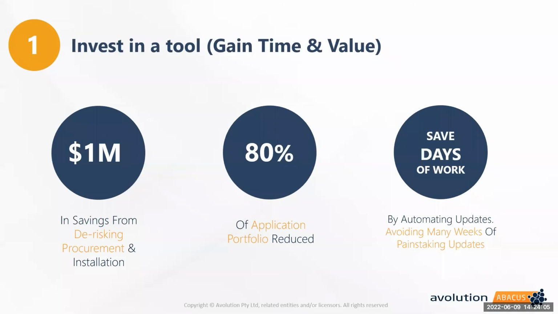And as we've already mentioned, the first point for this is really invest in a tool. So as you can see on screen, hopefully some of these key points of that gain time and value, return on investment from investing in a tool, whether it's $1 million worth of saving in de-risking procurement and installations, 80% of application portfolio reduced. Some of the key metrics Brian was talking about in his Network Rail presentation as well, or even things like saving days of work by automating some of those updates as well.